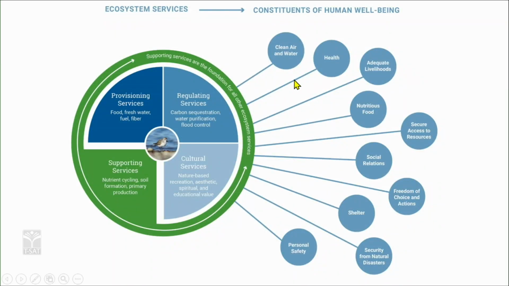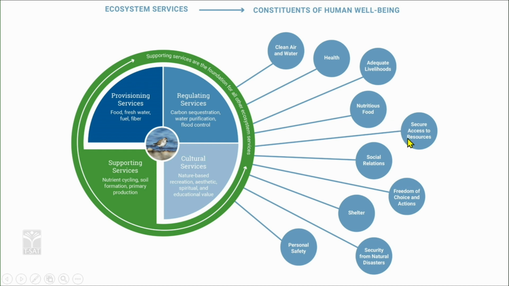For example, clean air. The ecosystems provide you certain kind of pure air by absorbing carbon dioxide and reducing the amount of pollutants. It provides health by giving certain kinds of medicines. These ecosystems provide you certain services. Next, adequate livelihood is being provided by these ecosystems. Nutritious food, the food which we are consuming, is being provided by the ecosystems.